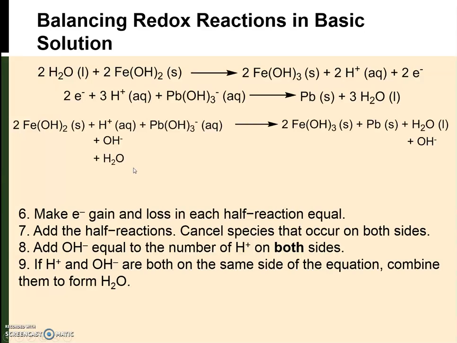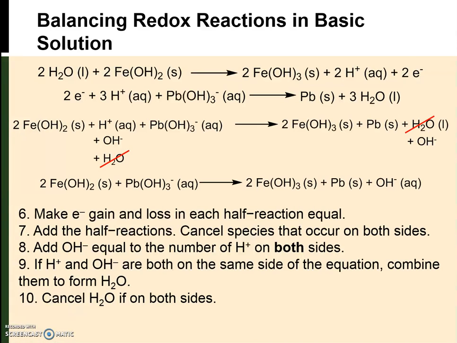So now we've taken into account the fact that we're working under basic conditions rather than acidic conditions, and so that's why we added hydroxide to both sides, and then we performed a neutralization reaction between the protons and hydroxide. So now we can write our overall balanced equation, but first we need to cancel any water that's on both sides of the reactants. So we just increase the number of waters in the reactants to 1, and we already had 1 water in the products, so those would cancel, and so that would give us our overall balanced equation.